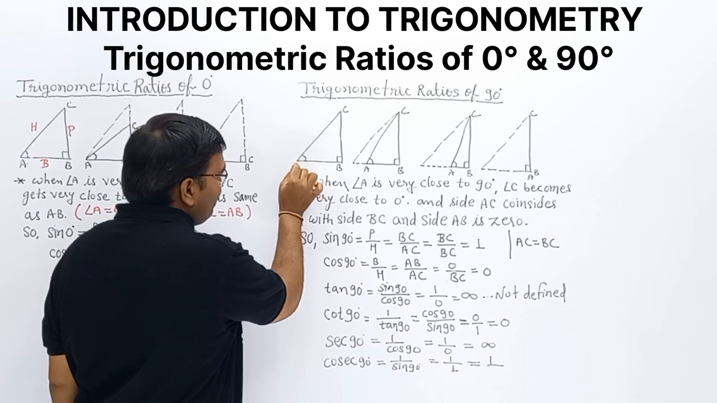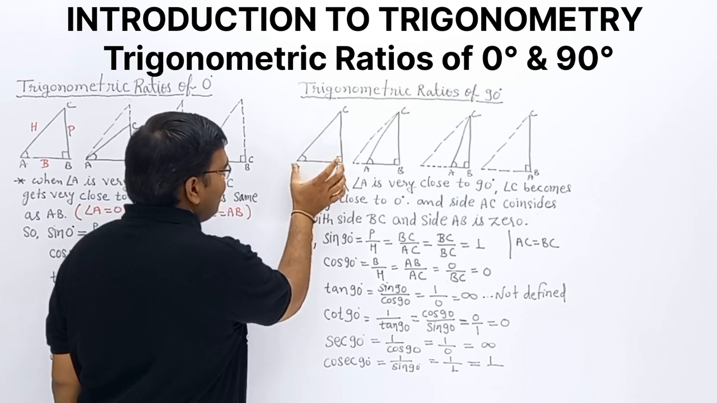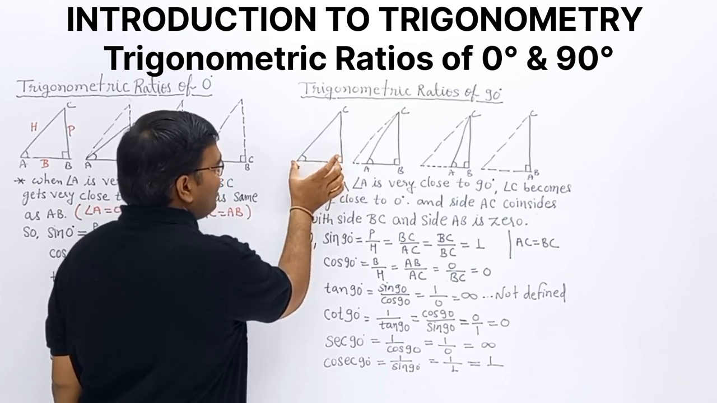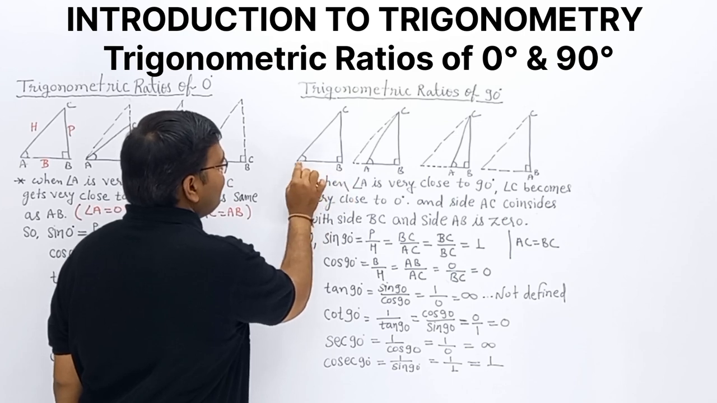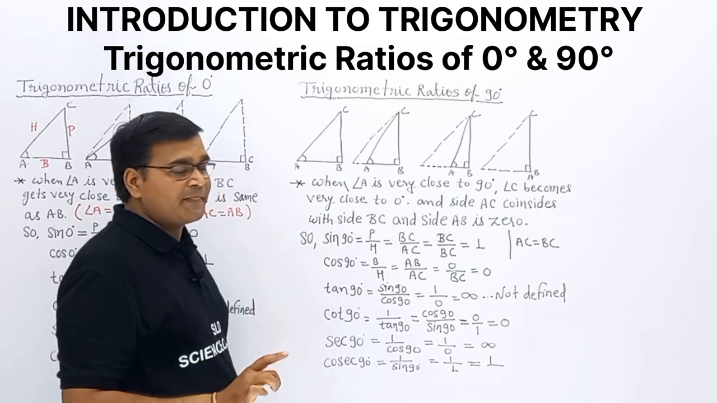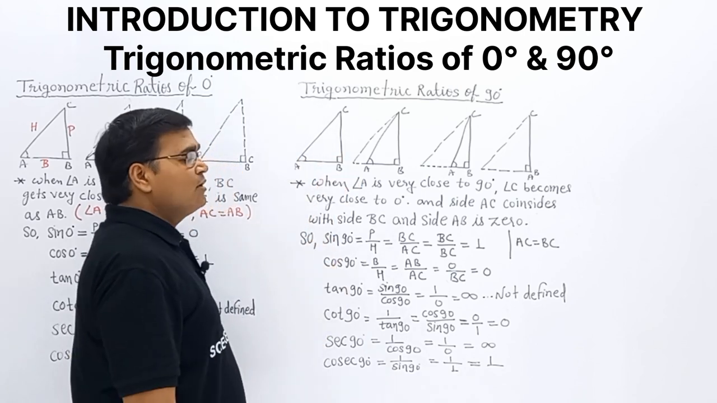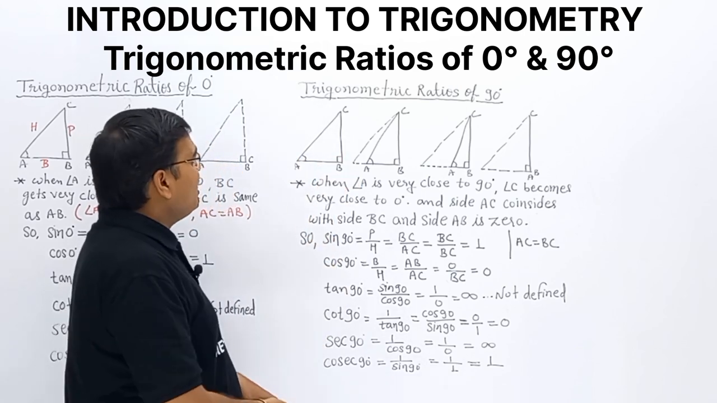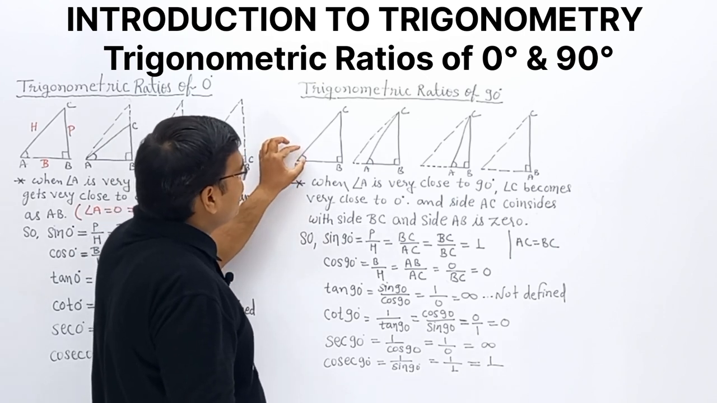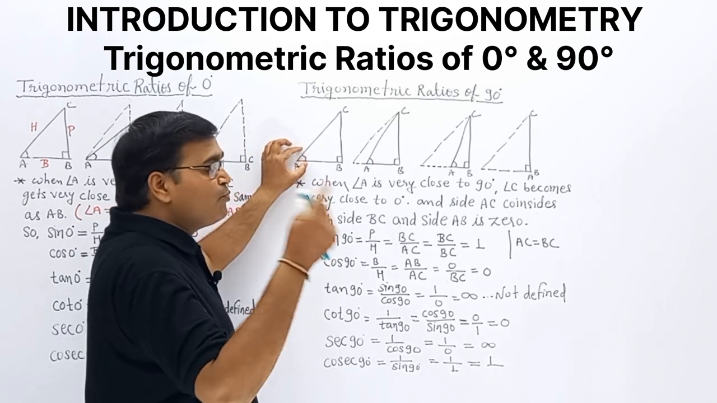It means when we compress A and B, then we are getting what? We are compressing A and B. Then this AB length will be 0. AB length will be 0 and this will be there, and this will be what? 90 degree.